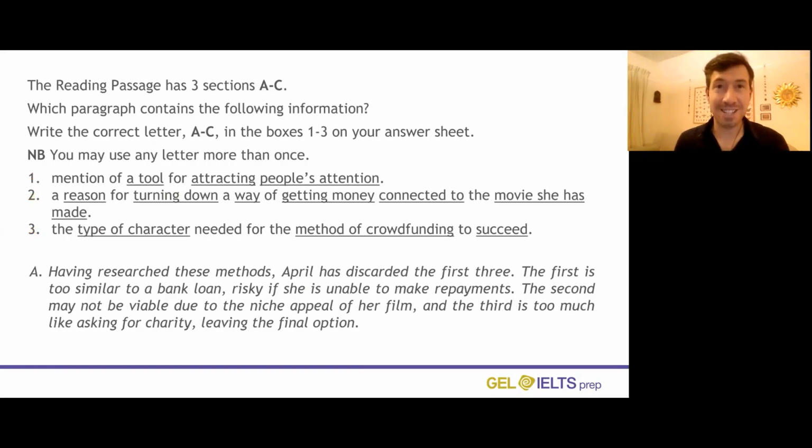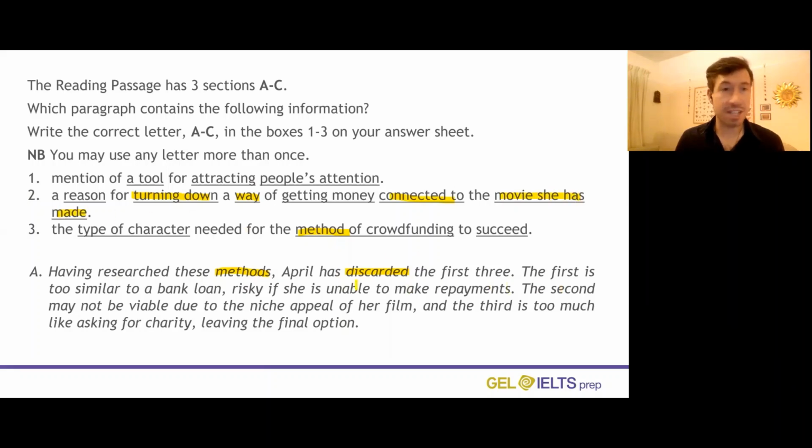Okay, so let's look at these together. We're going to start by going through this paragraph. So it says, having researched these methods, okay, well, methods could be here, methods or ways. April has discarded the first 3. Discarded is the same as turned down. Now, we need to see if she's turned one down, if it's talking about why she's turned one down connected to her movie, the movie she has made.